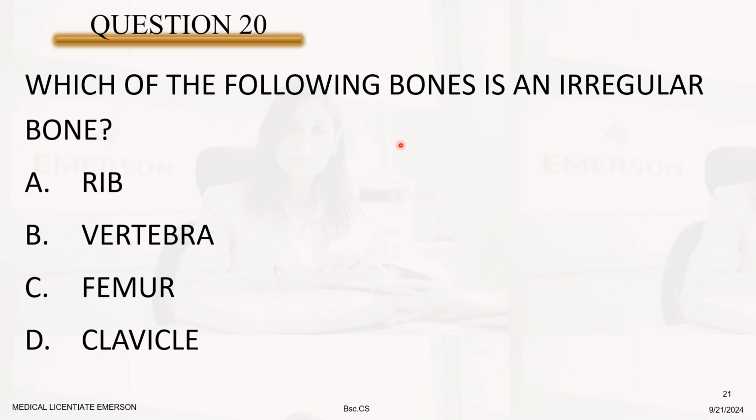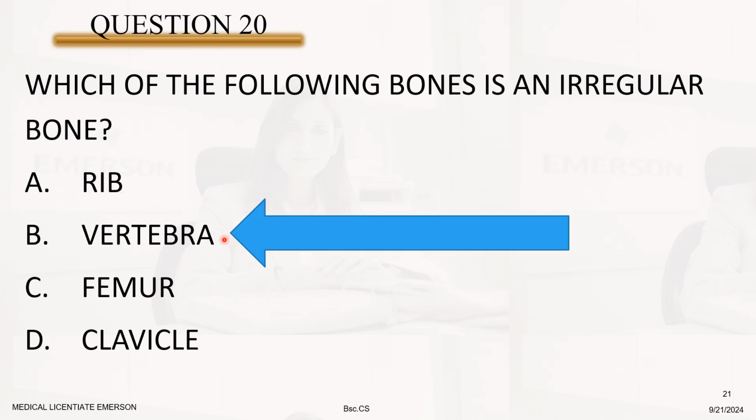Then, which of the following bones is an irregular bone? The rib, vertebra, femur, or the clavicle? Here the irregular bone is the vertebra. Remember, ribs are not irregular bones; they are flat bones. Most people may go for ribs as an irregular bone, but it's not. Or even the clavicle.